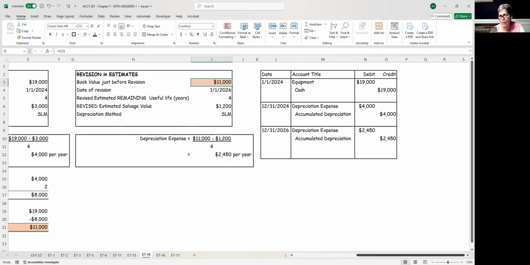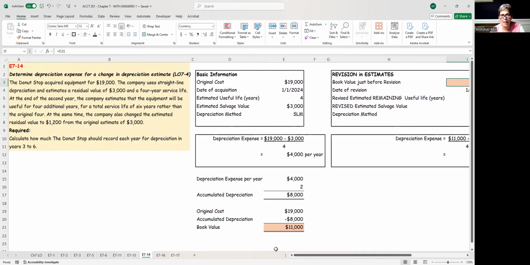So one of the good things that we have over here is anytime a change is made, the change is effective in the current year and moving forward. So we made the change on January 1, 2026. So the change is effective from January 1, 2026. It does not go back to the past 2 years where we had already done our depreciation expense. It's not retroactive, it's prospective. We move forward and do that.